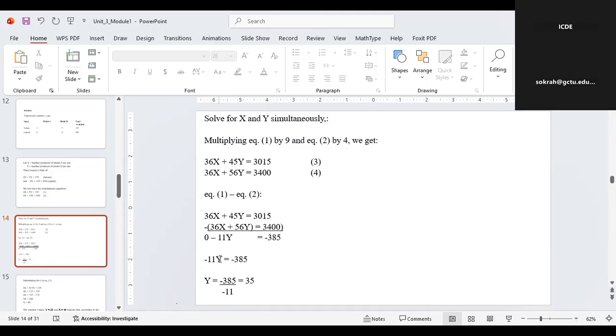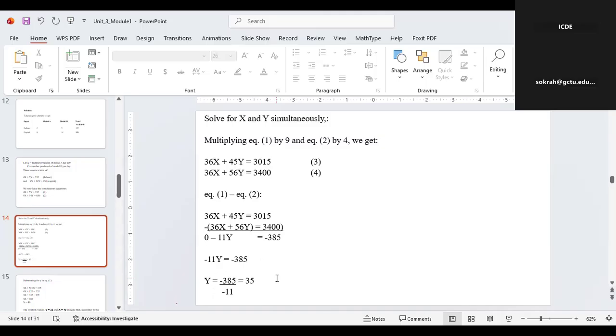We need y, but not negative 11y. So we divide through by negative 11. If you divide negative 11y by negative 11, you are left with positive y because the negative will cancel. You divide negative 385 by negative 11, the negative will cancel, and you are left with 35. So y is equal to 35. Now we know the value of y.